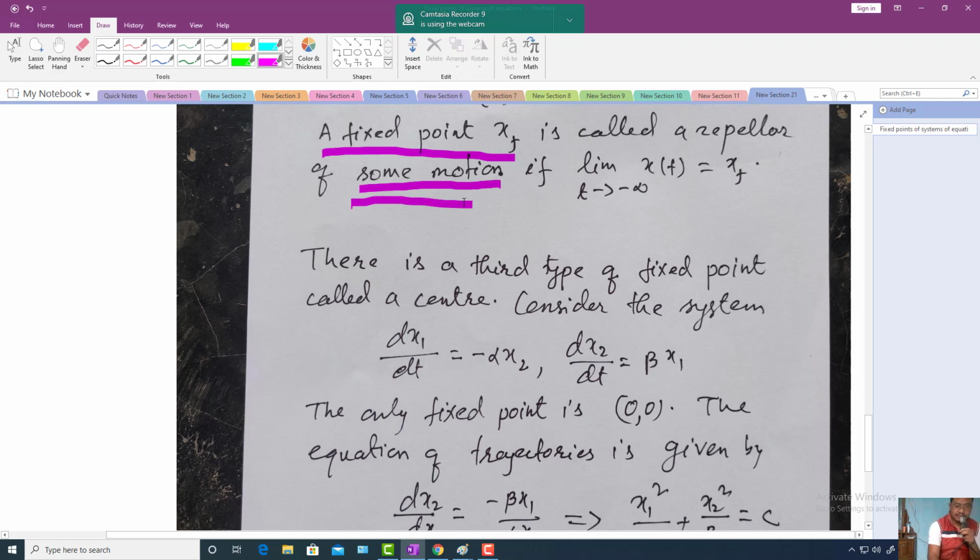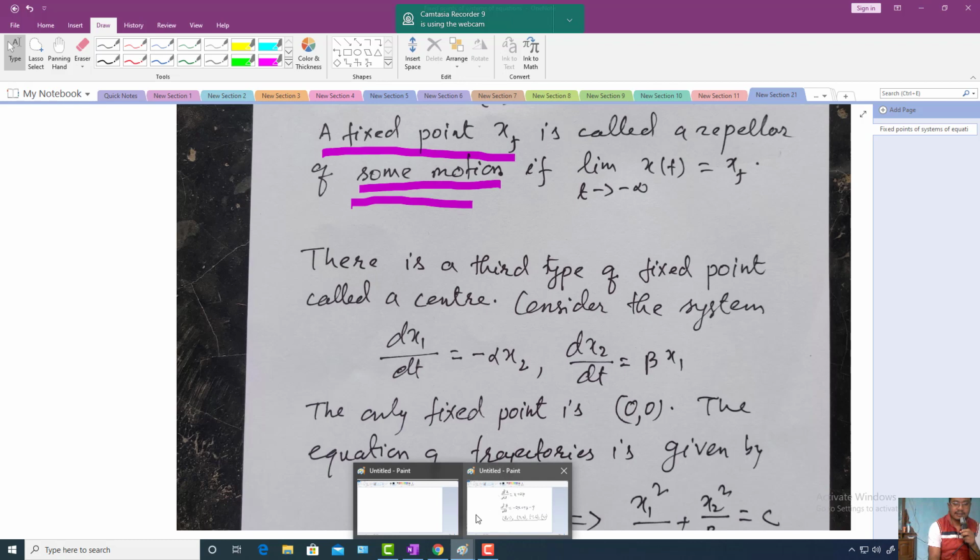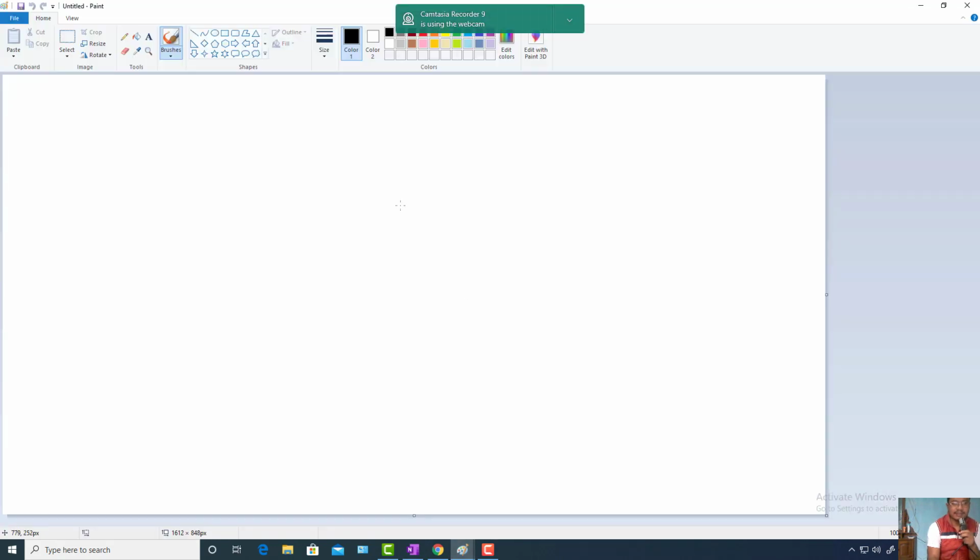So let us go back to the pen window. First let me open this one. So the xy plane, let us talk about the plane. The phase plane is the xy plane, the phase plane for some motion. Suppose 0 0 is the fixed point here. This is the y axis, this is the x axis.